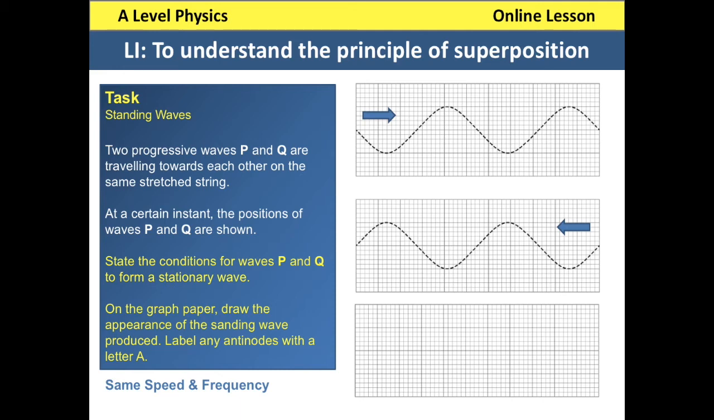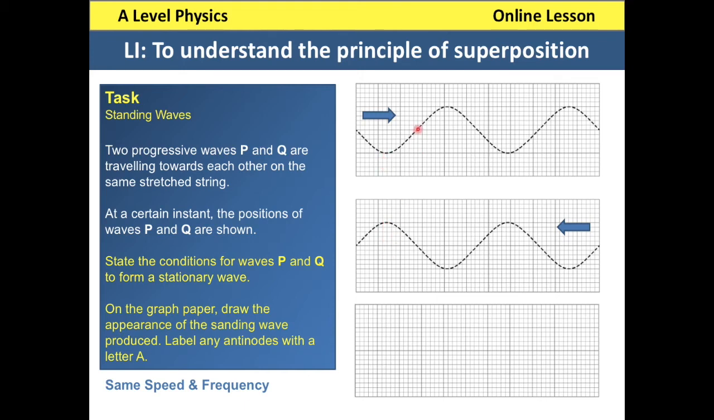The second question is to draw on the graph paper the appearance of the standing wave that will be produced at this instant. Now, bearing in mind, of course, that the principle of superposition tells us that the displacement is equal to the sum of the individual displacements. So, if I take the laser pointer, here we go. At this point here, we've got a maximum negative displacement that's 1 square negative. At the same point here, the displacement is positive 1 square. So that means that the total displacement overall will be 0 at this instant.